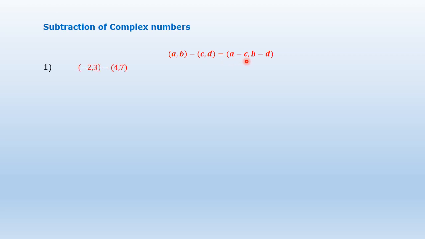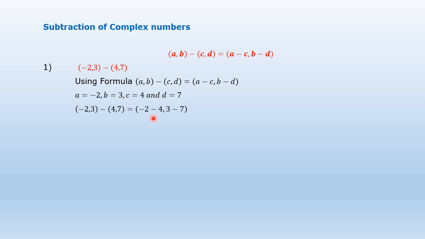Suppose we have this question. We'll use the same formula. Here a is equal to minus 2, b is 3, c is equal to 4 and d is equal to 7. By putting these values in the formula, we'll get a minus c, that is minus 2 minus 4, comma 3 minus 7, that is b minus d. Now minus 2 minus 4 is minus 6, 3 minus 7 is minus 4. That is the required answer.